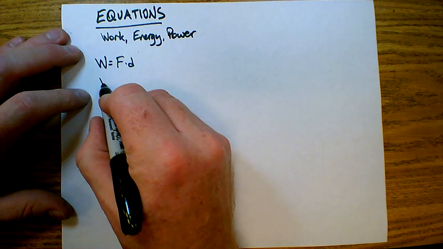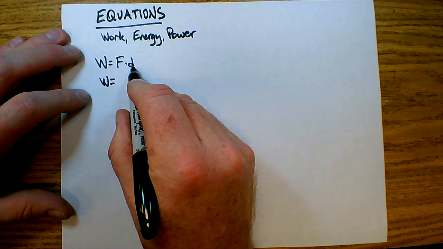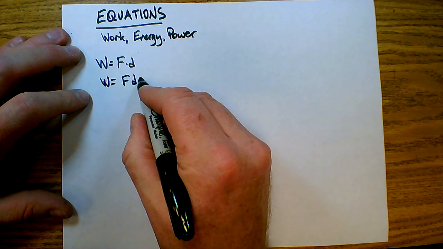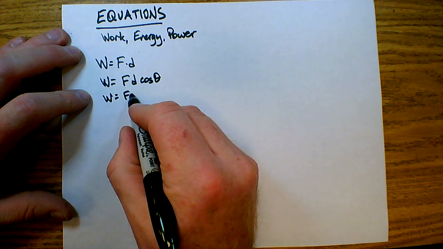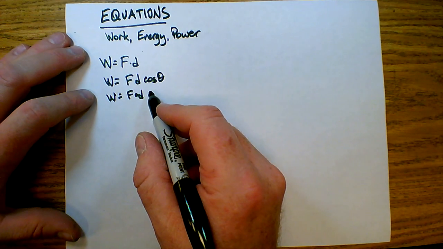If that's not the case, work equals the component of the force that is in the same direction as the displacement multiplied by the displacement. So we could say F d cosine theta. Or in other words, work equals the dot product of the vectors, force dot displacement. So this will get us the work if we have a constant force.